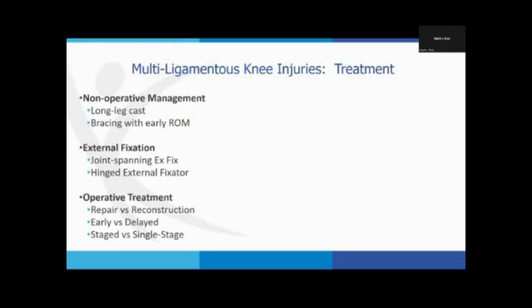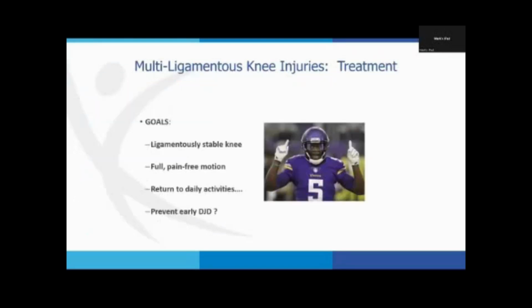We need to wait for everything else to settle down and them to recover from their head and their chest injuries before we can get to their knee. So we'll stabilize it in an external fixator. But really what we're talking about is operative treatment. We need to repair, or rather probably reconstruct the ligaments. It may be early, it may be delayed depending on circumstances. Sometimes we will do it in a staged manner, 2 or 3 operations, other times in a single stage. The goals are a ligamentously stable knee, full pain-free range of motion, and a return to activities of daily living.